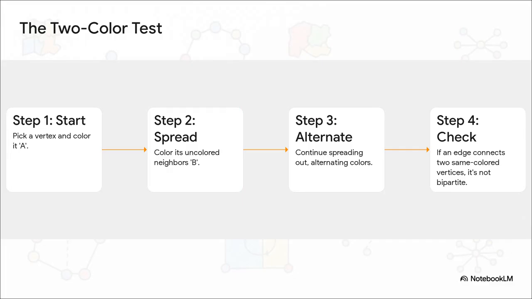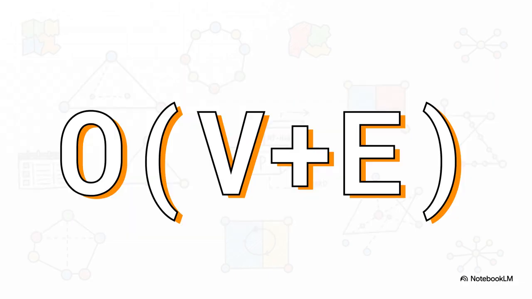And testing for this is surprisingly easy. You just start anywhere, pick a vertex, color it blue, then find all of its neighbors and color them red, then find all of their neighbors and color them blue. You just keep spreading out like that. If you ever find yourself in a situation where you need to color a vertex red, but it's already connected to another red one, alarm bells go off. You found an odd cycle. But if you can color the entire graph this way with no conflicts, you're golden. It's bipartite.